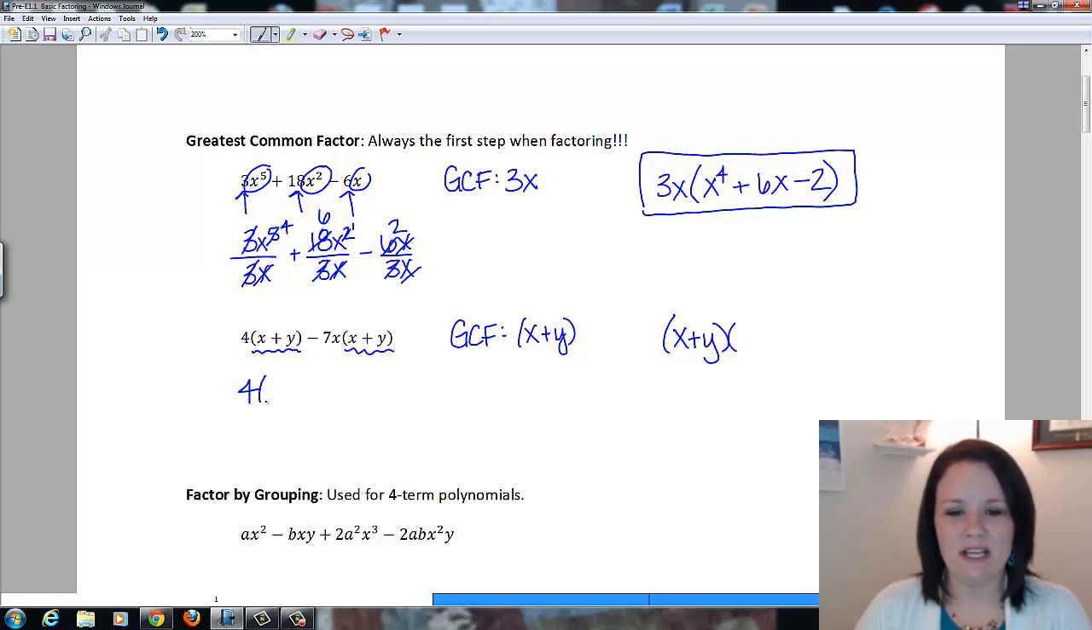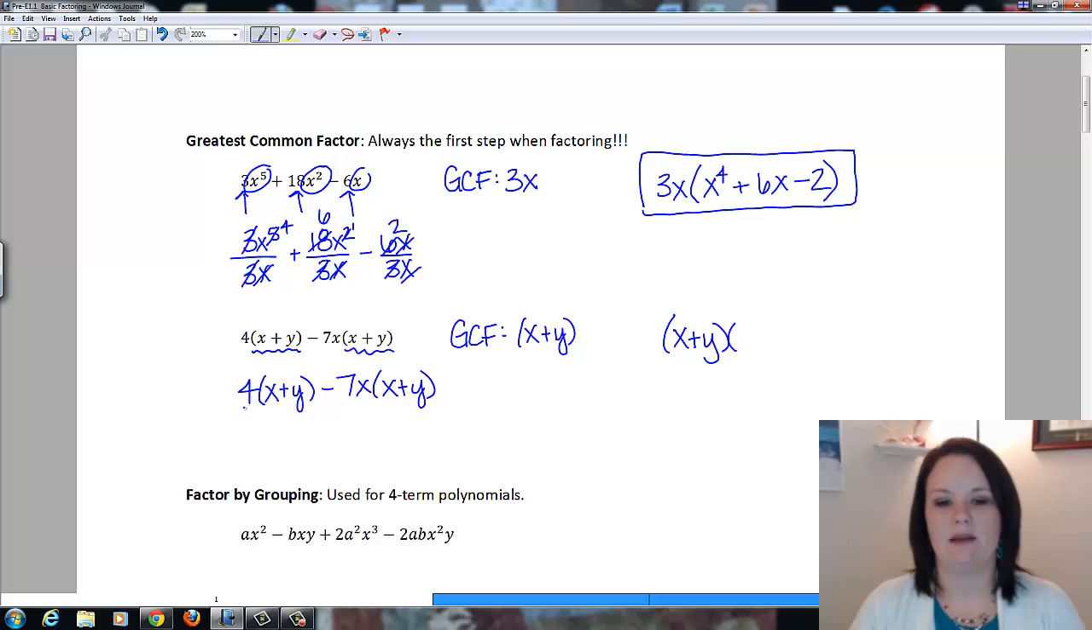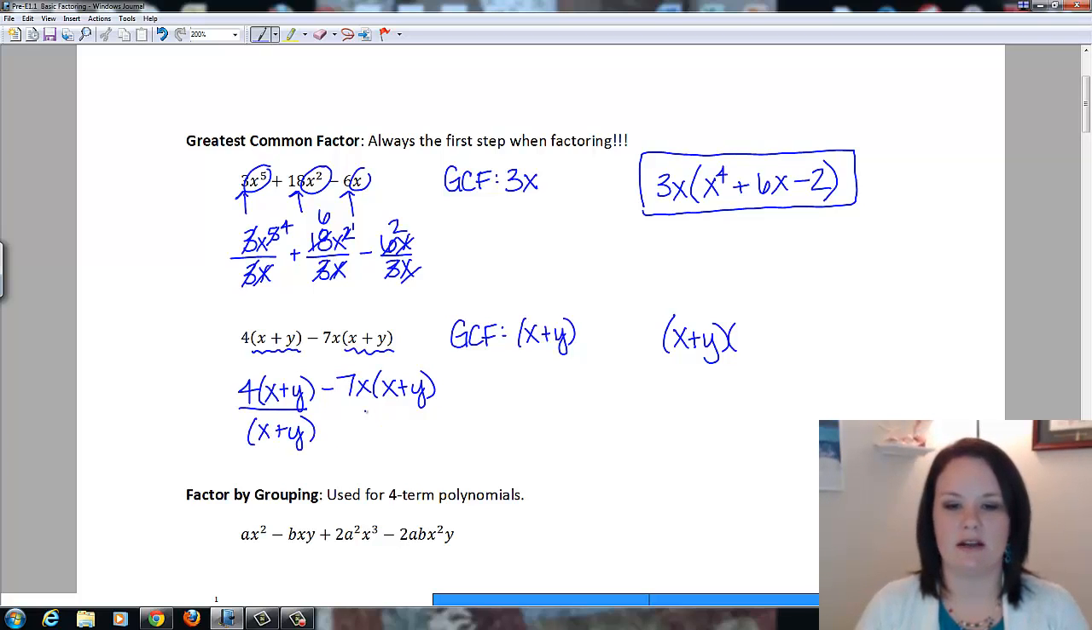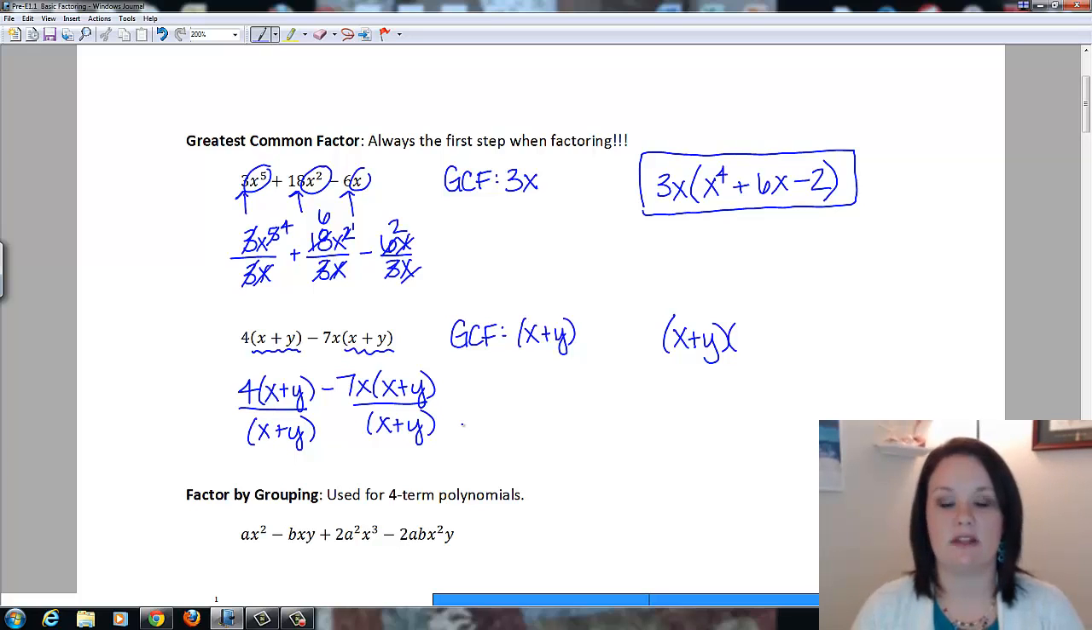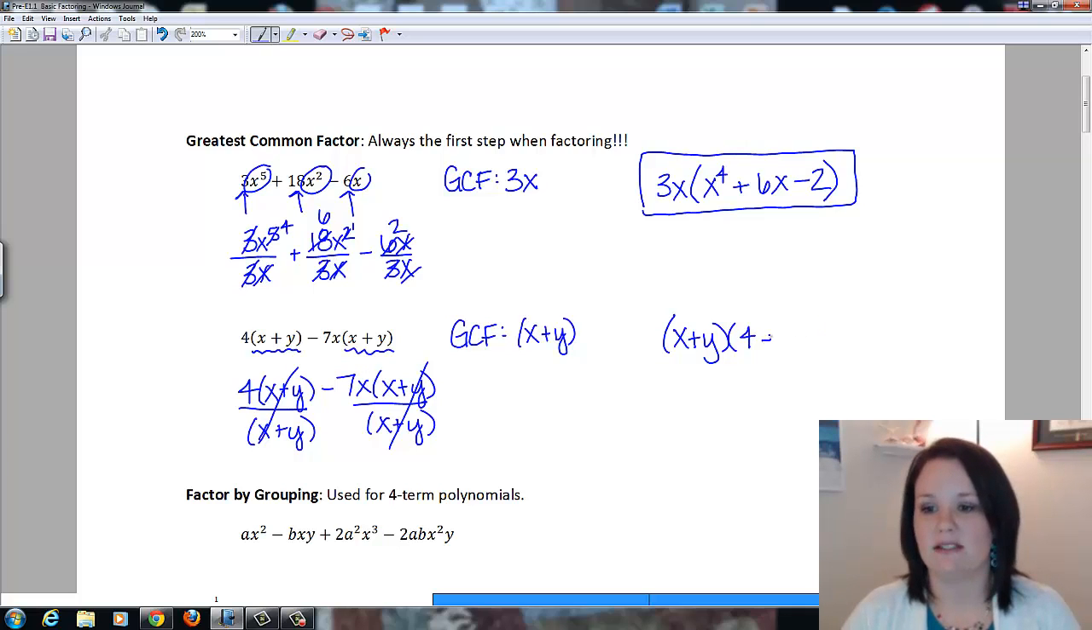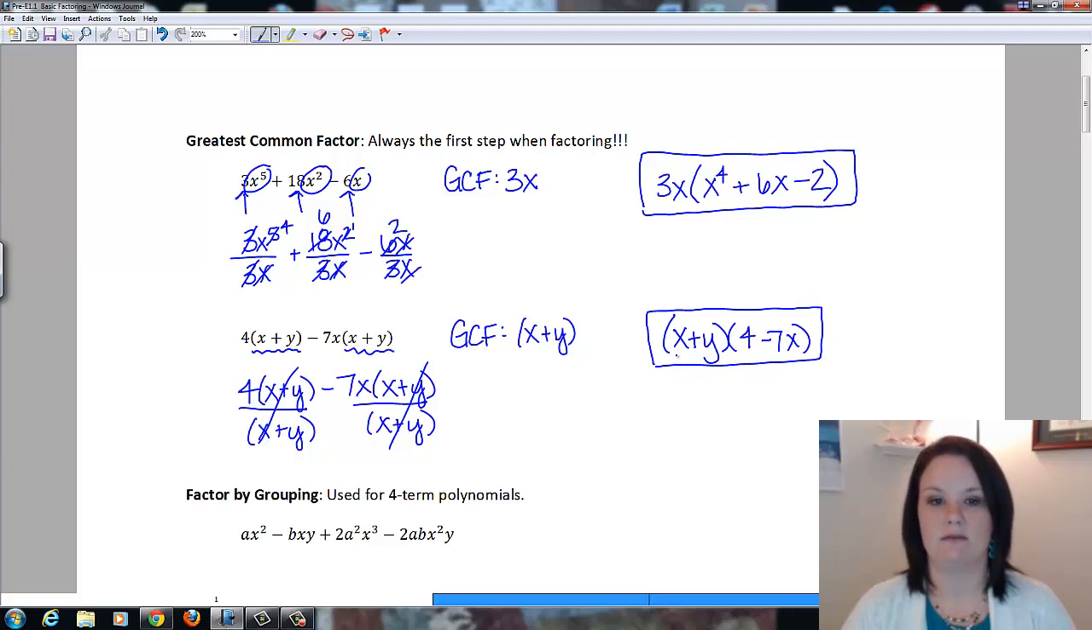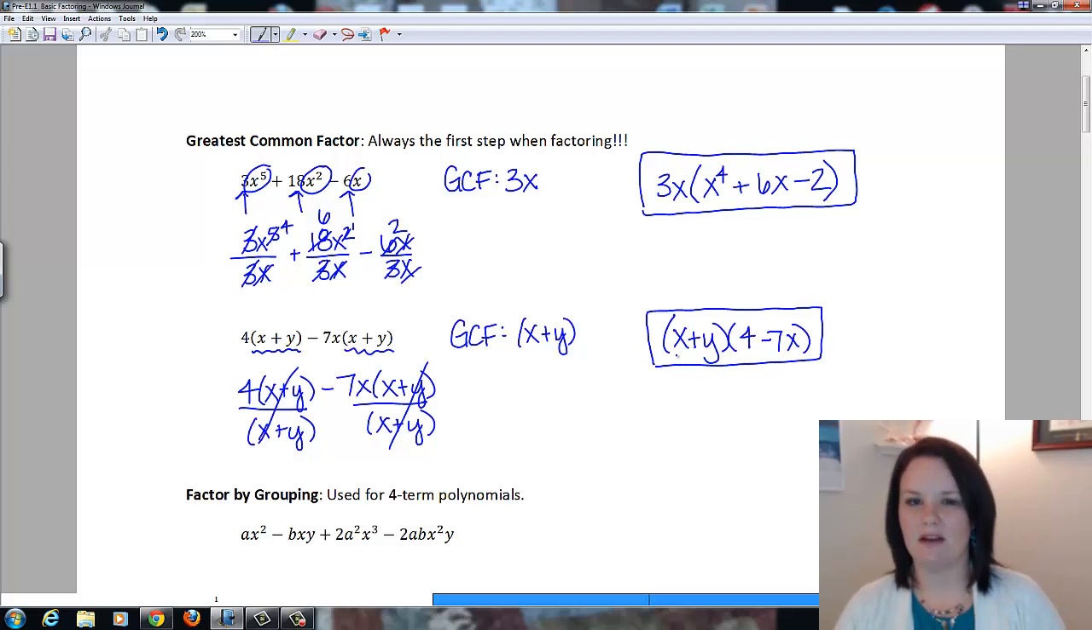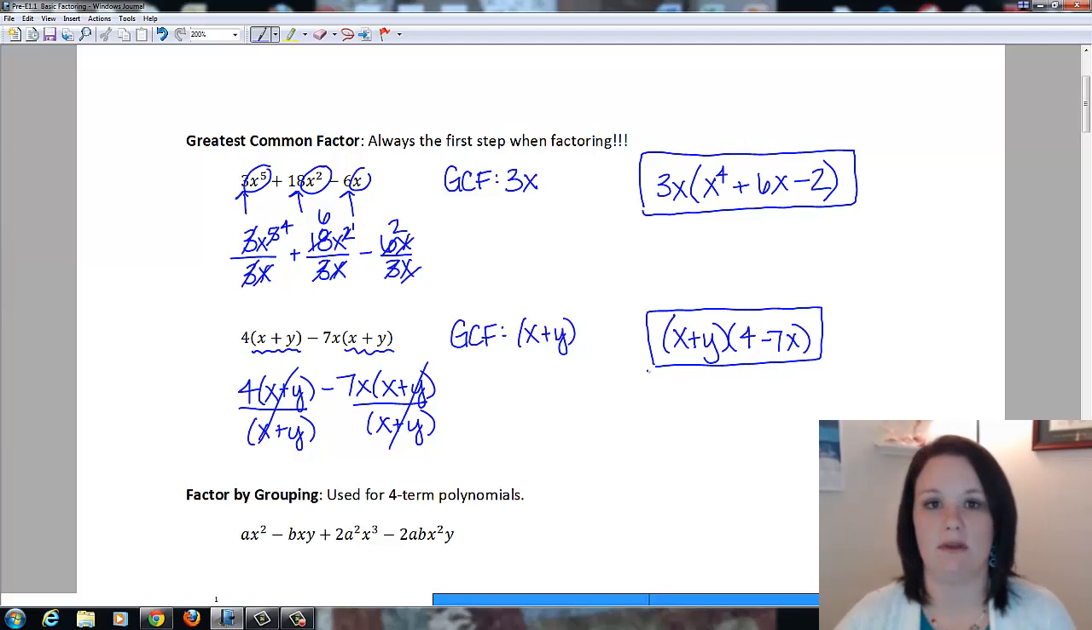So we take our original expression, 4 times the quantity x plus y, minus 7x times the quantity x plus y, and I'm going to divide each term by that greatest common factor. When I divide each term by the greatest common factor, notice what happens is it cancels off. My first term, all I'm left with is just a positive 4. My second term, all I'm left with is the minus 7x. And now I'm completely factored. So greatest common factor, not too bad. Looking for what's in common, write in parentheses what's left over once you take out that common factor.